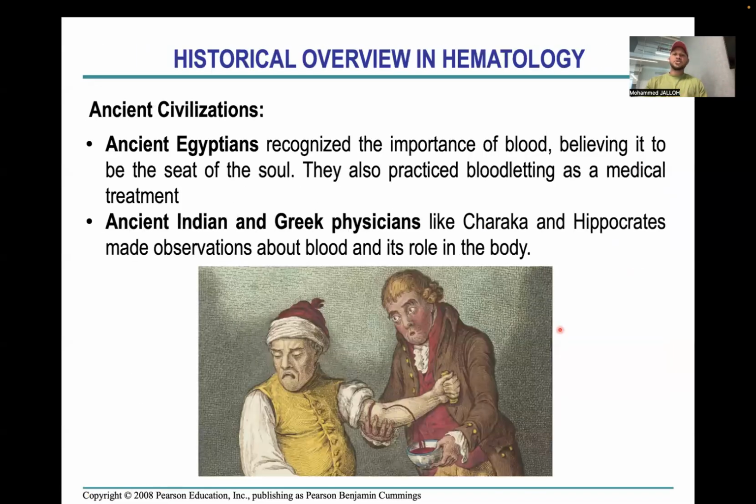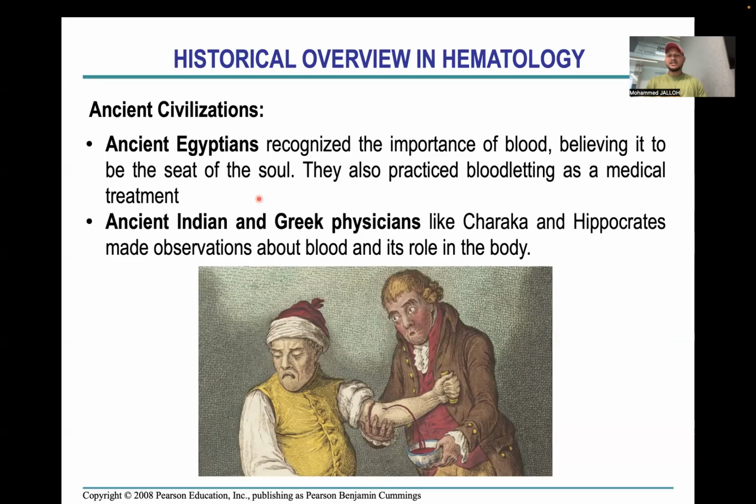Okay. The historical overview in hematology. Now, hematology started way, way before modern technology. So the first thing was ancient civilization. In ancient Egypt, the ancient Egyptians recognized the importance of blood, believing it to be the seat of the soul. That's why in most areas, blood is considered a sacred thing, right? They also practiced bloodletting as a medical treatment.